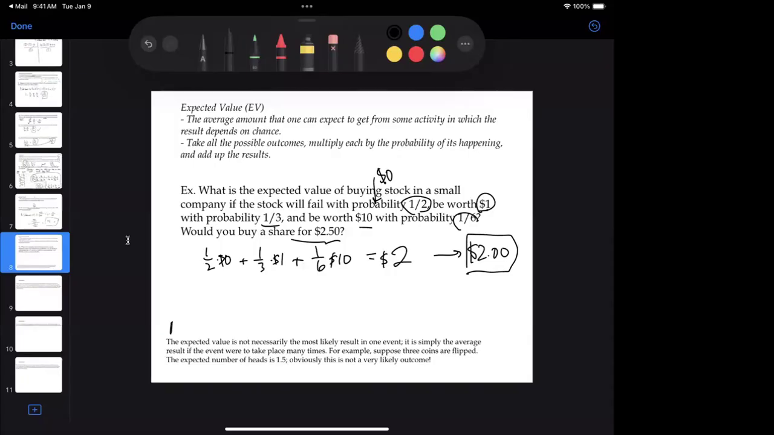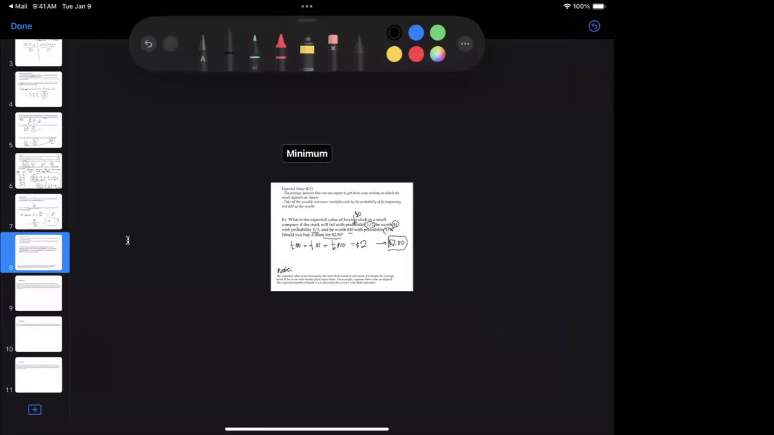An important note is that the expected value is not necessarily the most likely result. It's not going to be a specific result. It's not even going to be a possibility, because in this case you can't even get $2, right? You can only get $0, $1, or $10. But it's simply the average of the result if the event were to take place over and over. Okay. Any questions?